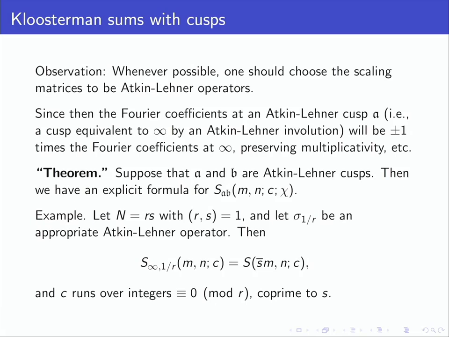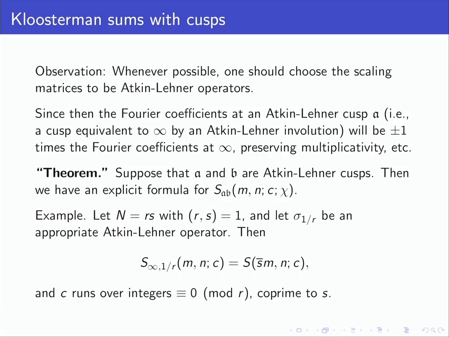So I will state a special case. If n is r times s, where r and s are relatively prime, and then instead of choosing sigma 1 over r like Deshouillers and Iwaniec did, you choose it to be an Atkin-Lehner operator, then you get exactly what you want without this annoying additive twist. Actually, we could have used this Deshouillers-Iwaniec formula, but then we would have gotten the Fourier coefficients at this twisted cusp, and it would have been multiplicative only after shifting by that extra additive twist. And so it would have been a little more complicated, or we probably wouldn't have even noticed that. So it was really important to have multiplicative Fourier coefficients after Kuznetsov.